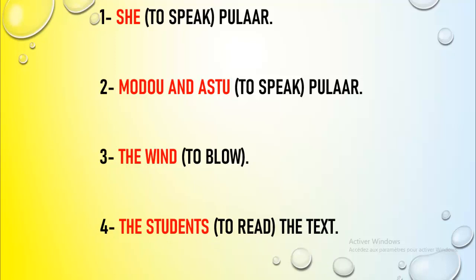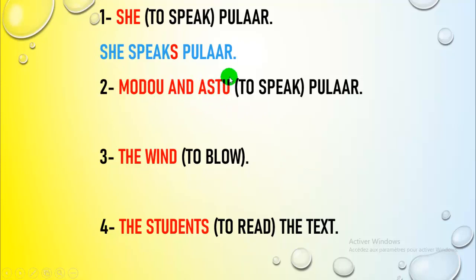Now, put these sentences in the simple present. If the subject in red is singular, you put S. If it is plural, don't put S. Come on. Number one, she to speak Polar. She speaks. We have S because the subject is third person singular. She speaks Polar.